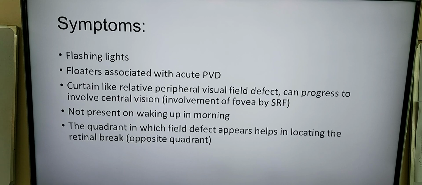The symptoms are not present on waking up in the morning because the fluid gets absorbed overnight, and then symptoms appear later on in the day when the fluid builds up again. The quadrant in which the field defect appears helps in locating the retinal break. The break will be in the opposite quadrant.